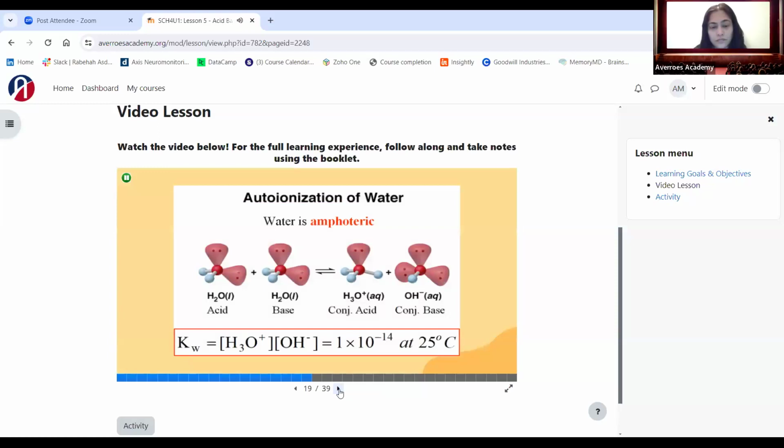So recall again, water is amphoteric. It can either be an acid or a base, and that is shown very well in this ion product constant for water equation. Where you have an acid and a base, and they're both water molecules, yielding H3O plus and OH minus. And our Kw, your ion product constant for water, is this formula, so something to keep in mind, and it's equal to 1 times 10 to the power of negative 14 at 25 degrees Celsius.